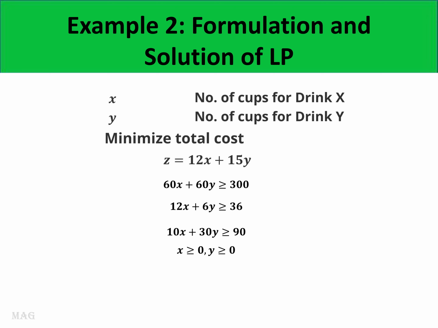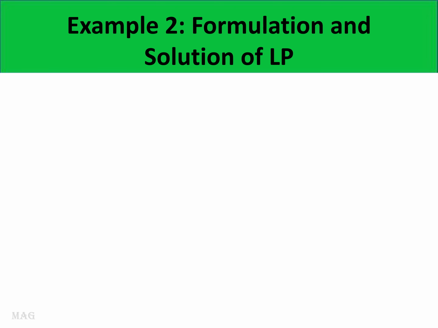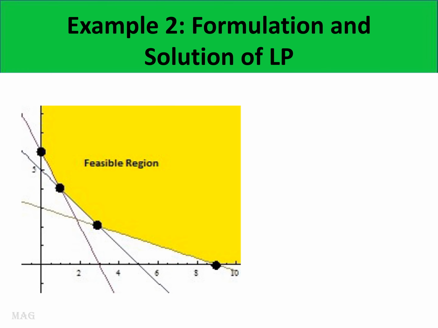Now, this is the formulated linear programming problem. To solve this, we need to graph each of the inequalities and determine the feasible region and the corner points. In the given graph, we see that the yellow region represents the feasible region and it contains 4 corner points, namely (0, 6), (1, 4), (3, 2), and (9, 0).